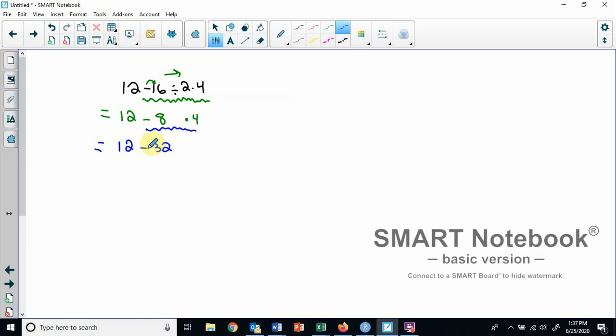Now we're just left with additions and subtractions, and I have a subtraction. 12 minus 32 is, I believe, negative 20. You can check me in a calculator.